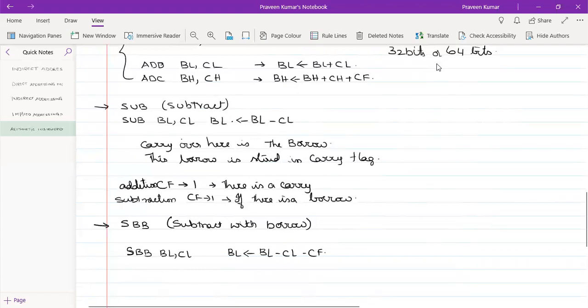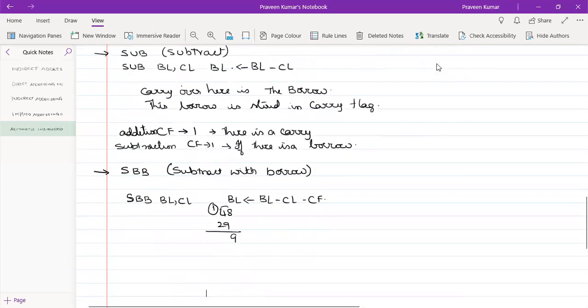So we'll take an example to explain. 48 minus 29. I'm taking decimal here; the concept is the same. When I take this, I get 8 minus 9, so there is a borrow. Here the processor will look at the carry flag and subtract from the higher digit. Okay, clear?